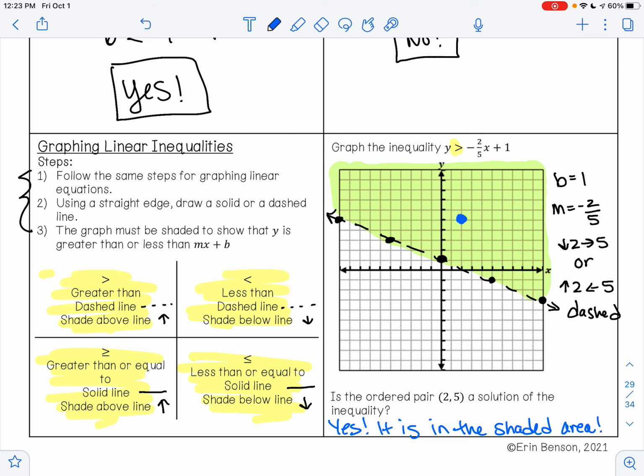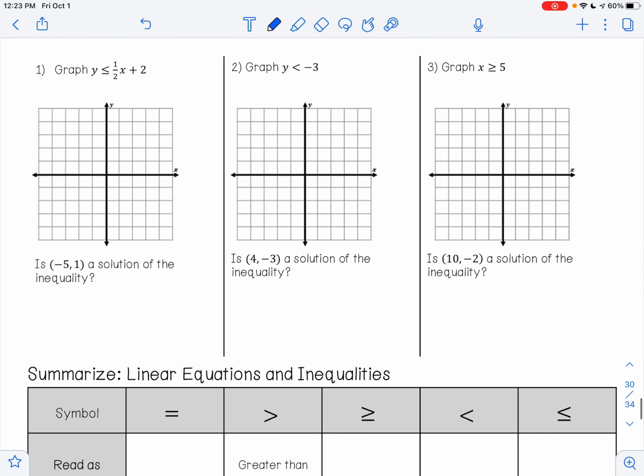Let's try another example. So on number 1, it says graph y is less than or equal to 1/2 x plus 2. I am going to begin with b. Here b is 2. I'm going to move with m. My slope is 1/2. So that means I can go up 1 and to the right 2. I could also go down 1 and to the left 2.